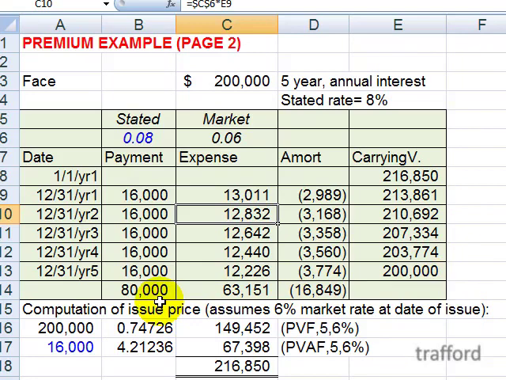Cash paid to bondholders for interest is $80,000. But the only amount of interest expense recognized by the corporation is $63,151. It's the amount of cash paid less that premium amount of $16,849, which is the extra amount of cash that the corporation got from the bondholders up front that it doesn't have to pay them back at the end. So that extra $16,850 of cash is basically negative interest expense.